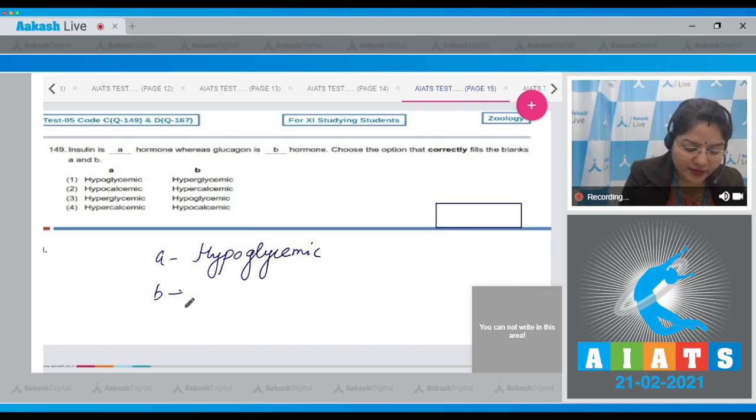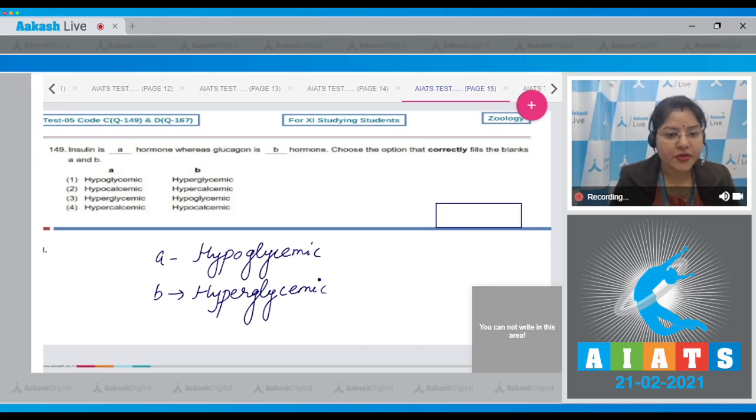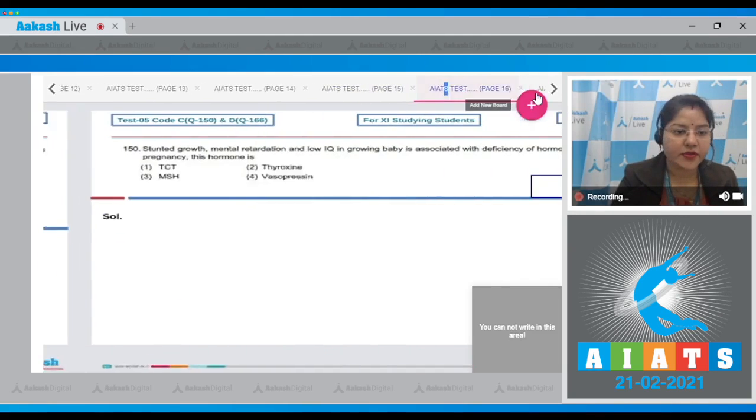Glucagon increases blood glucose level. So glucagon is a hyperglycemic hormone. So correct answer to this question is option number 1, A hypoglycemic, B hyperglycemic. Let's move on to the next question.